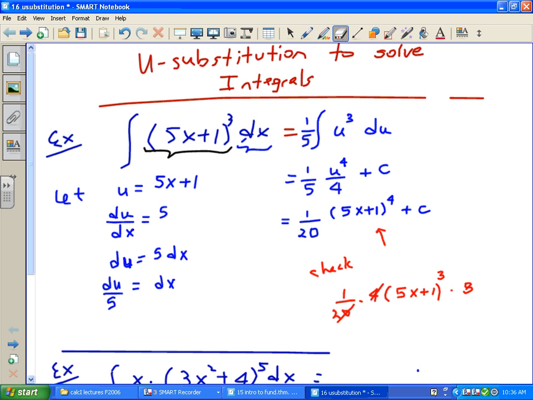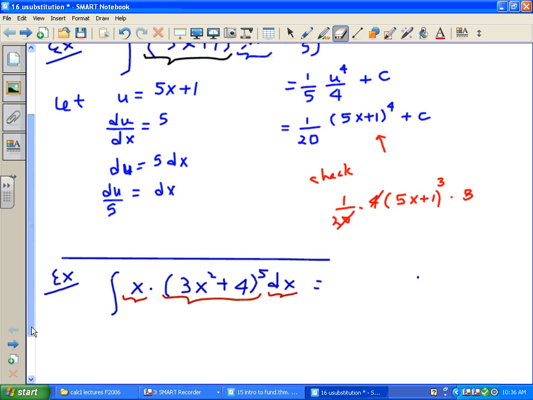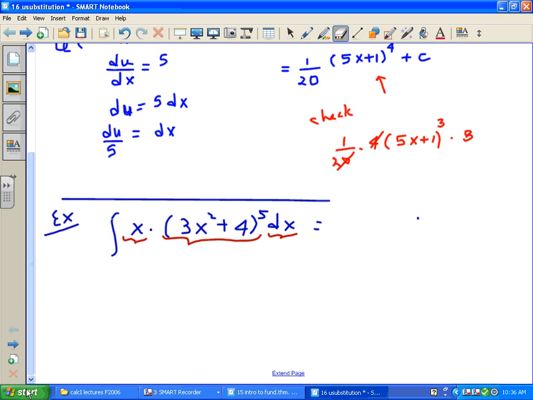So let's do another example to show how U-substitution can be used. Okay, here we have... I ended up erasing it a little bit when I came down here. But what should it be? Let me rewrite that. What is the correct answer there?